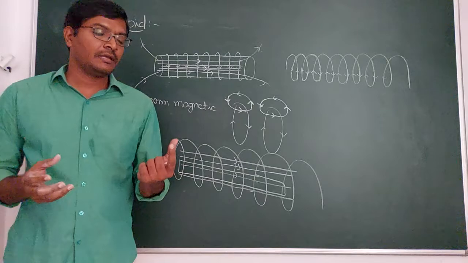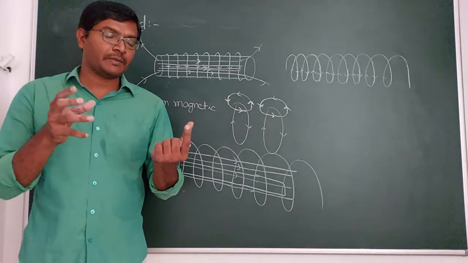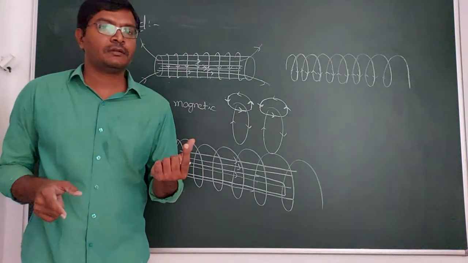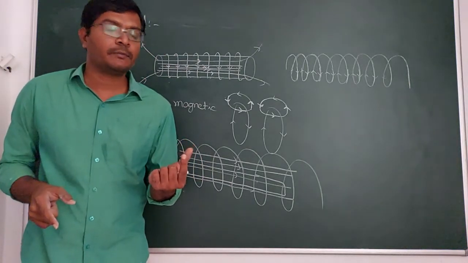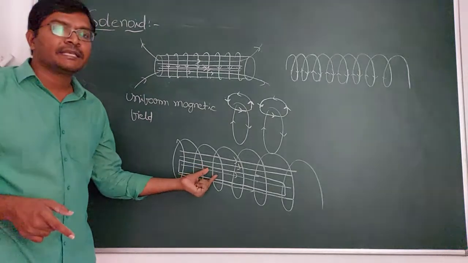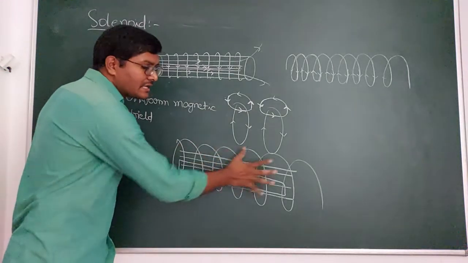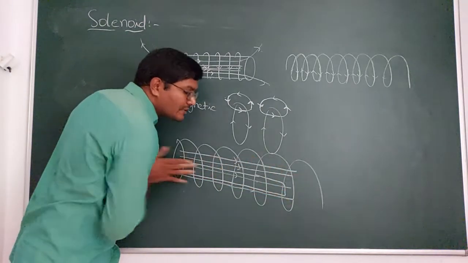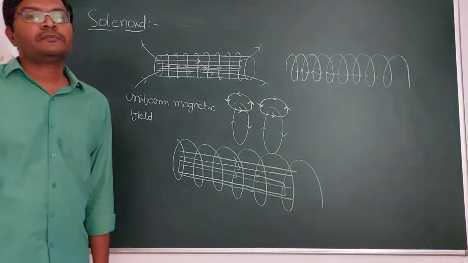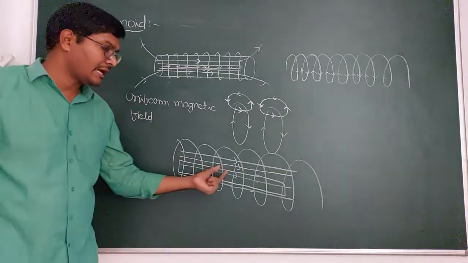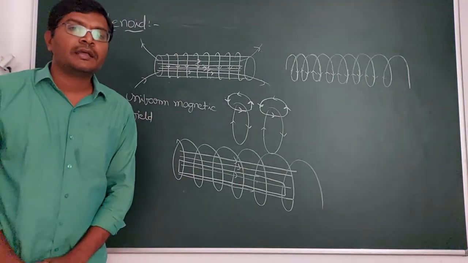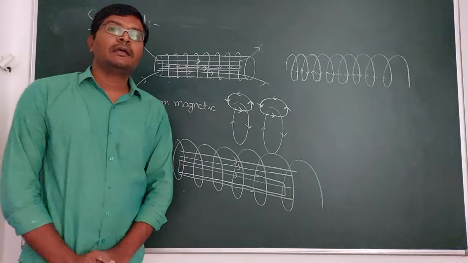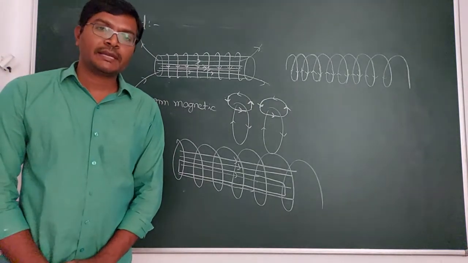To make a magnet, we take an iron bar and a bar magnet and rub in one direction. Then the iron bar becomes a temporary magnet. This is also the same case. These very strong magnetic lines are rubbing the iron bar in one direction, so the iron bar becomes a bar magnet.